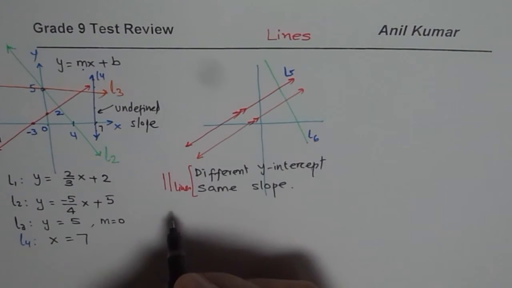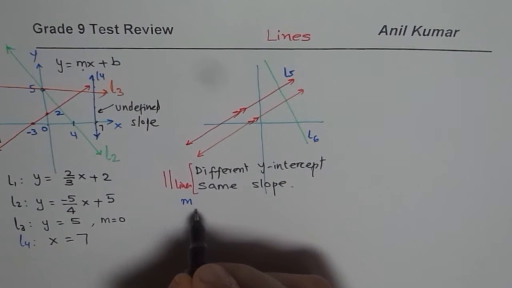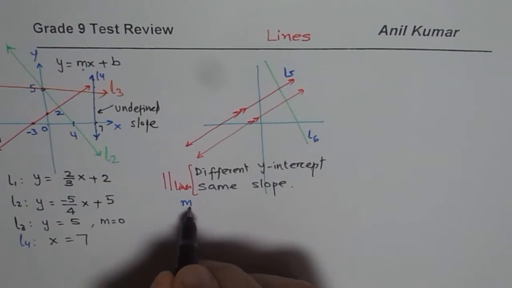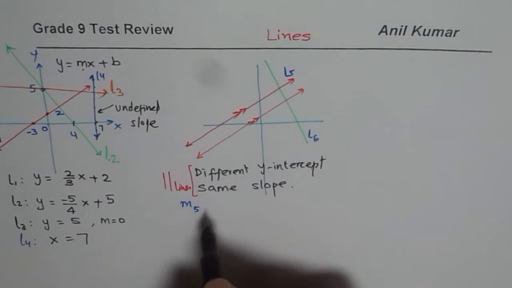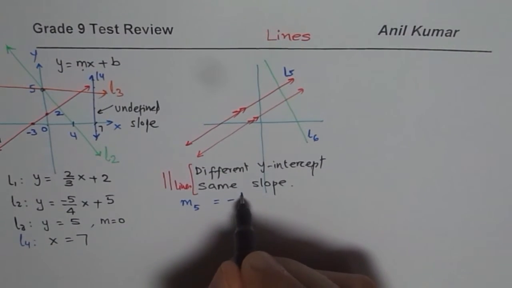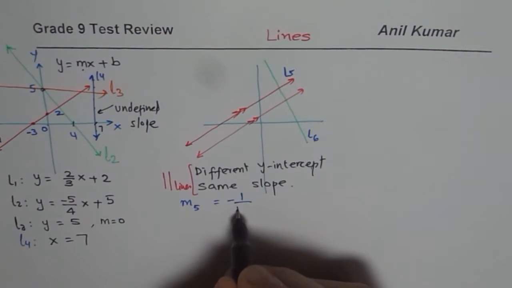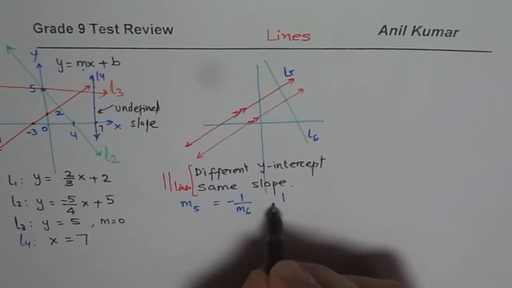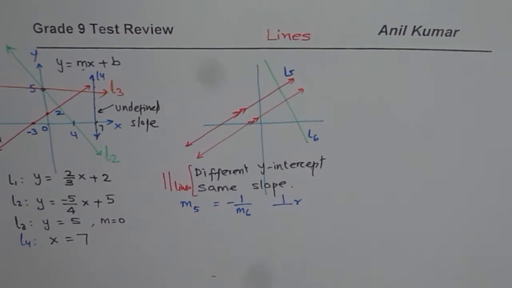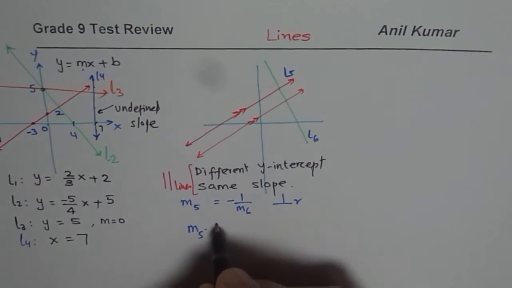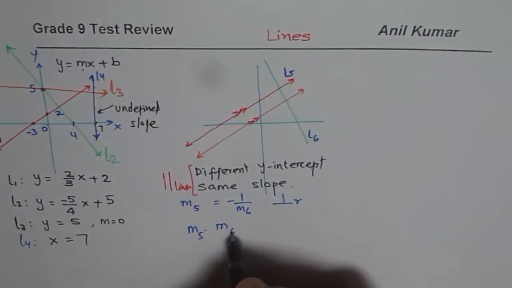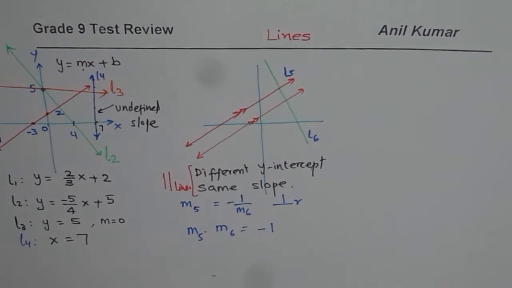Well, if L5, okay, I wrote M, so I'll write M5. Slope of line M5 should be equal to the negative reciprocal of the slope of line M6. That happens for perpendicular lines. Do you get the point? Or you could also say that the product of slopes of lines 5 and 6 should be -1. So that is what we learned about parallel and perpendicular lines.